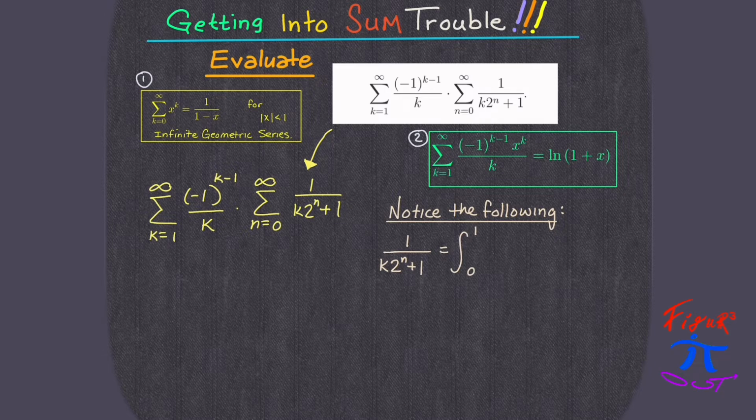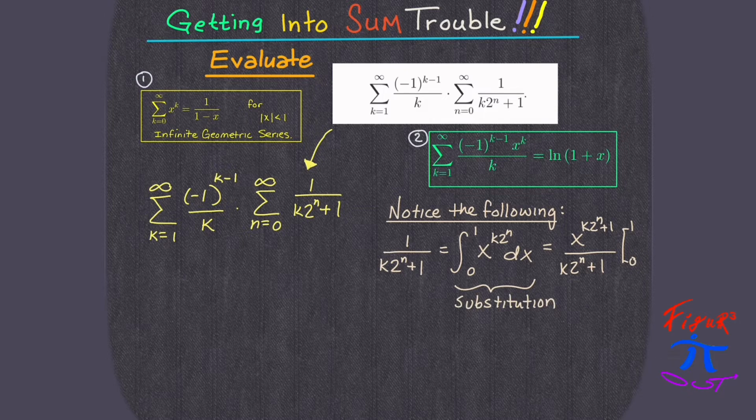This part of the expression can be represented with an integral from 0 to 1 of x to the k times 2 to the n power. And since this is the same thing, we can just make a substitution into the series here. So taking a look, we'll rewrite this series. The first part of it is the same. And the second series there will now be replaced with this integral.